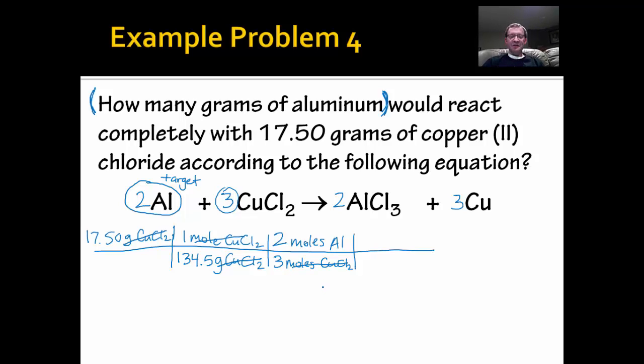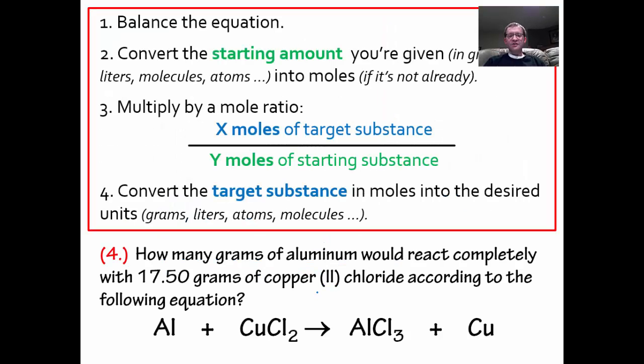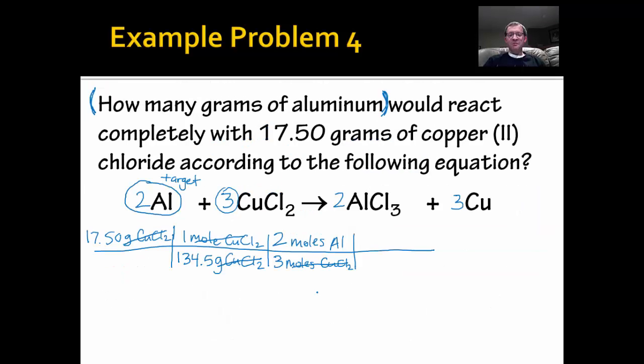Careful you don't cancel out the numbers. And then our last step in stoichiometry here is to convert the target substance, which in our problem is aluminum, into whatever units we like. We're already in moles. In this problem, we can convert moles of aluminum into grams or liters or whatever we'd like. Well, liters is kind of unrealistic because that's for gases, and aluminum is probably not a gas. But the question tells us very clearly here how many grams of aluminum.